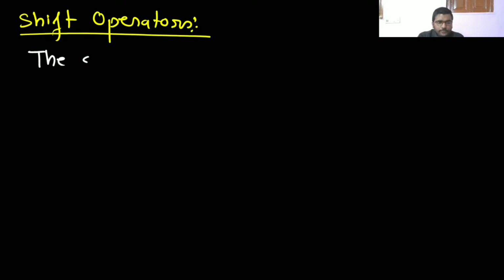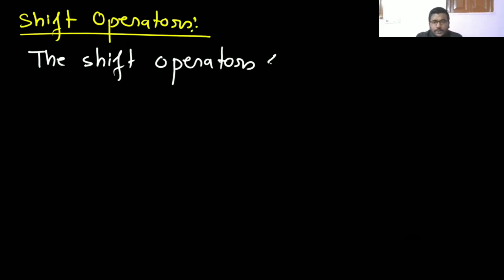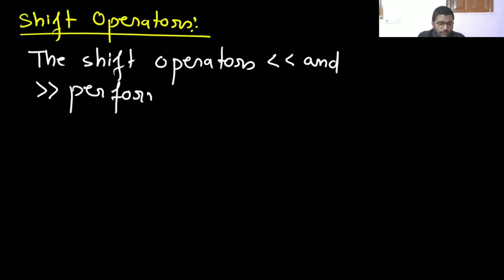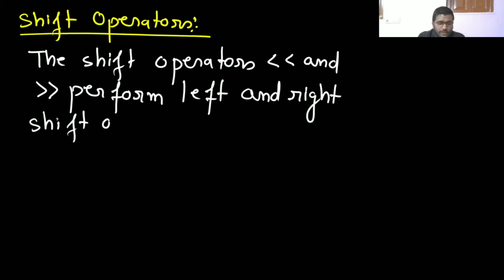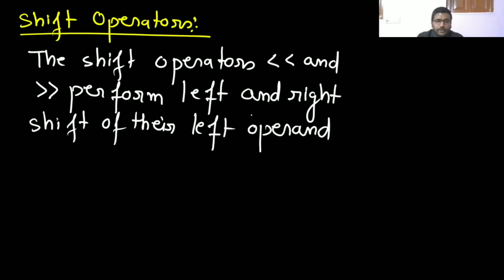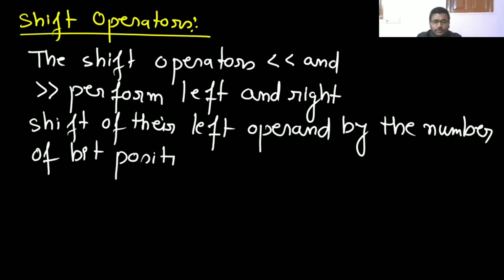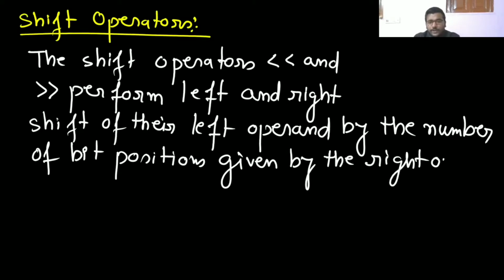The shift operators, that is left shift and right shift, perform left and right shift of their left operand, whatever is in the left operand, by the number of bit positions given by the right operand, which must be.